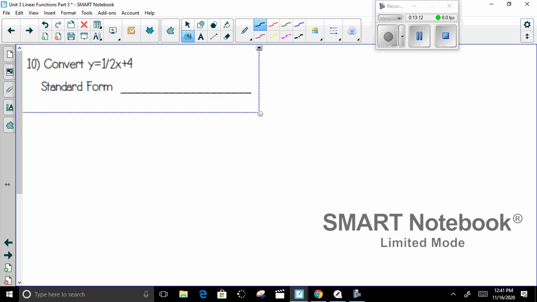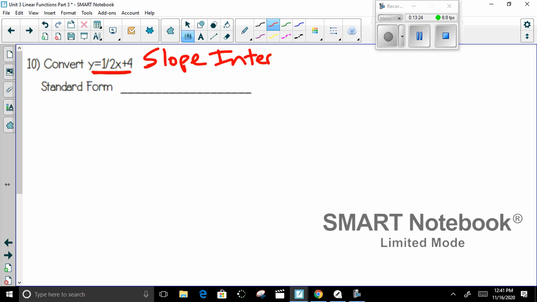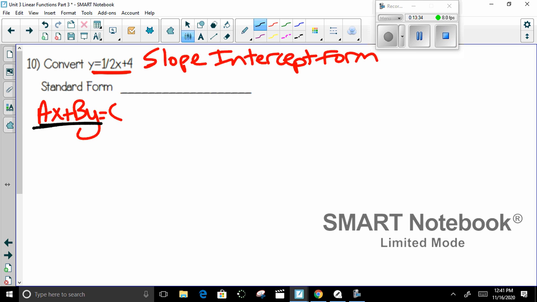All right, number 10. Convert this to standard. What form is that in? That is in slope-intercept. Hopefully you answered that correct. And now I want to take it to standard. Think about standard form. Ax plus by equals c. X and y are together on one side. A, your coefficient in front of x, is positive, no fractions, no decimals.